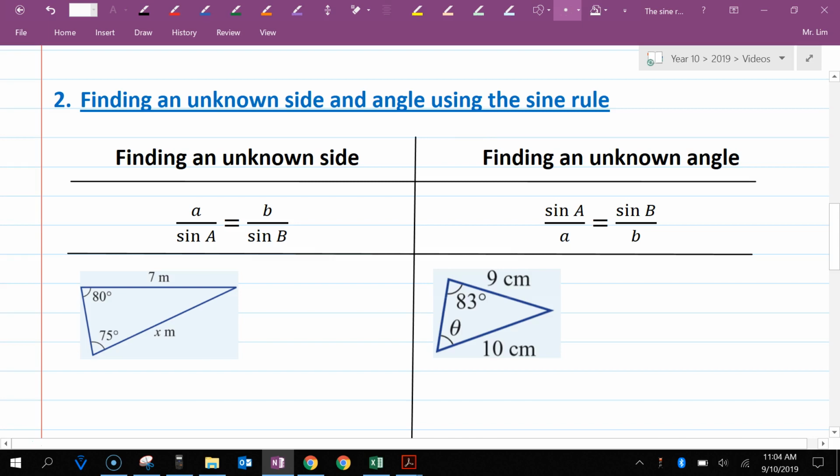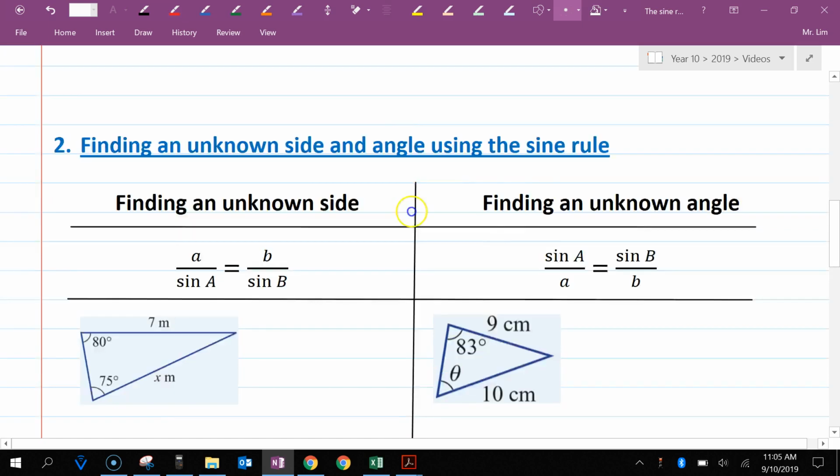Now, how do we find an unknown side or angle using the sine rule? Well, there's two formulas. Well, it's technically just one formula. But when we find an unknown side, we have the side over sine of the angle, the opposite angle, is equal to another side over sine of opposite angle to that side. So we have a look at up here.